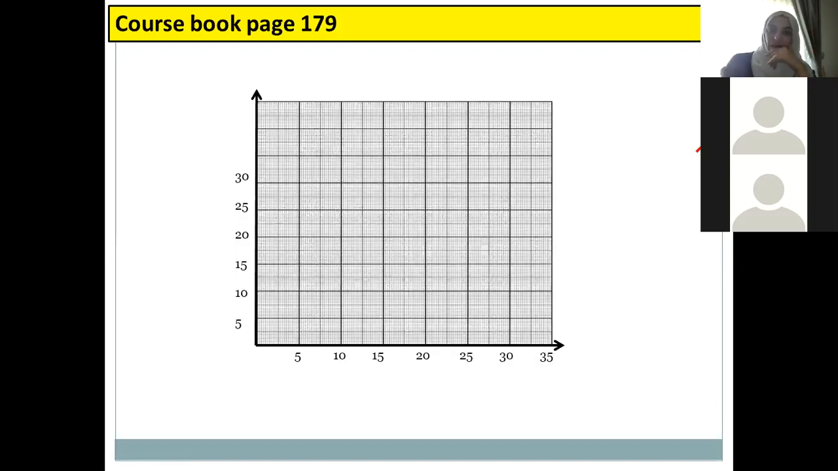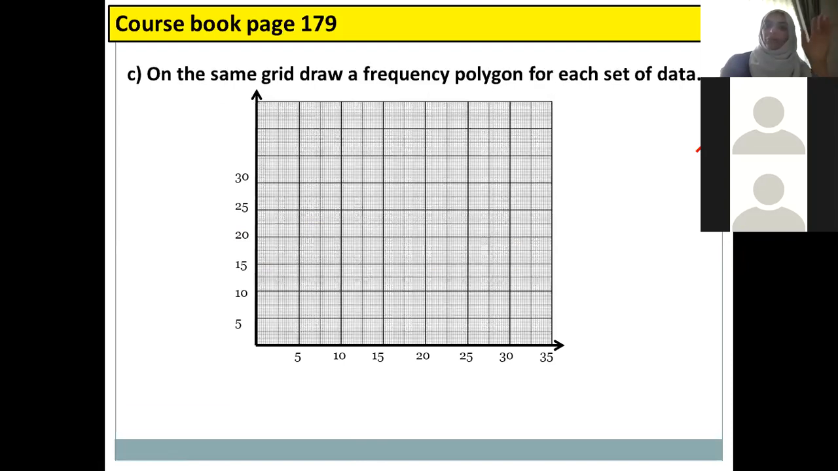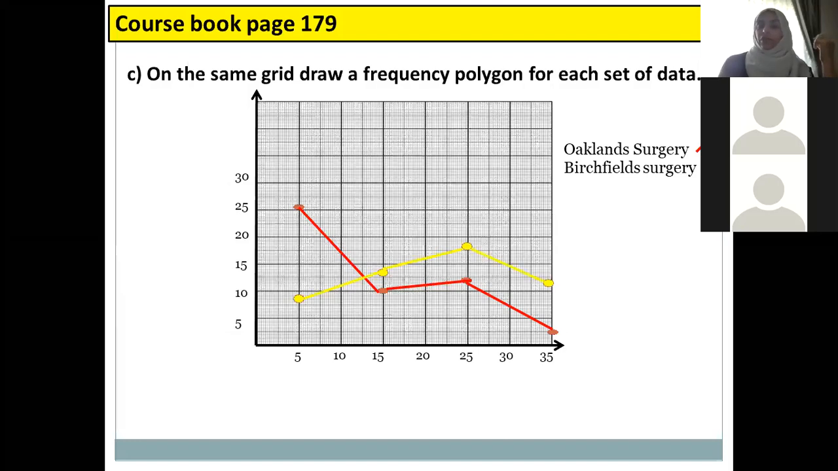Okay, here we are. On the same grid, we need to draw a frequency polygon for each set of data. According to the table that we have, we will first draw Oakland surgery in red. For Pitchfield surgery, we will draw in yellow. We have the two frequency polygons.